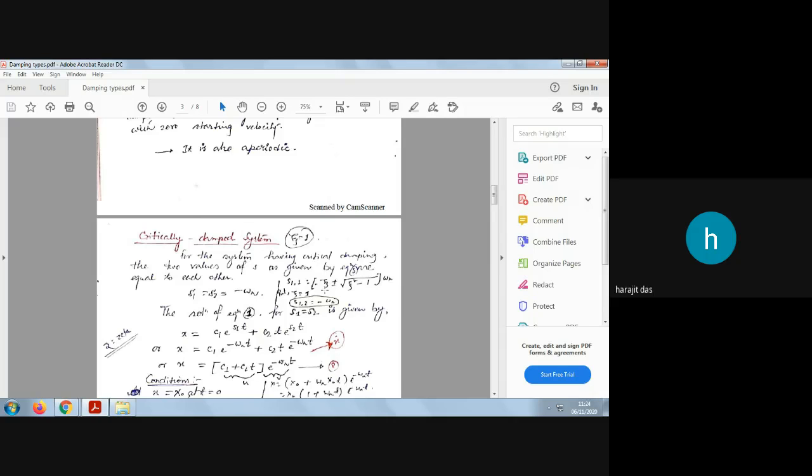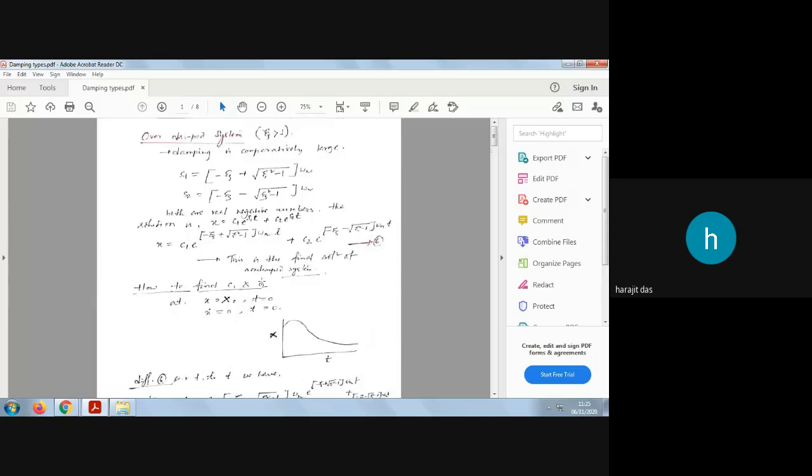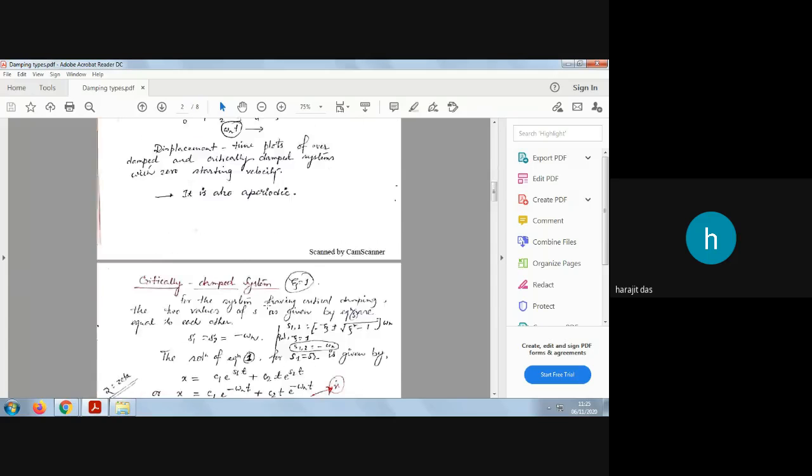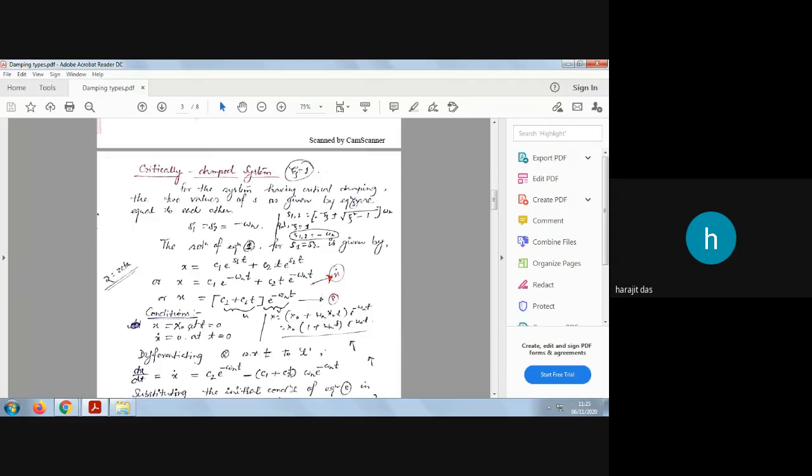So here if we put zeta equals 1, what will you get? Zeta square minus 1 will be cancelled out, because 1 minus 1 is 0. So S1,2 will be minus omega n, that is why S1 equals minus omega n and S2 equals minus omega n. In the overdamped system you found the roots to be different, isn't it? But here in critical damping, as this has a definite value, if you put it in this general expression for all kinds of damping, you will get S1 or S2 equals minus omega n.